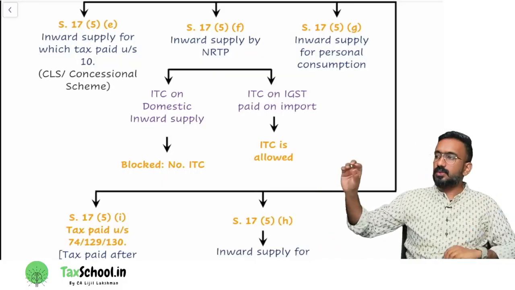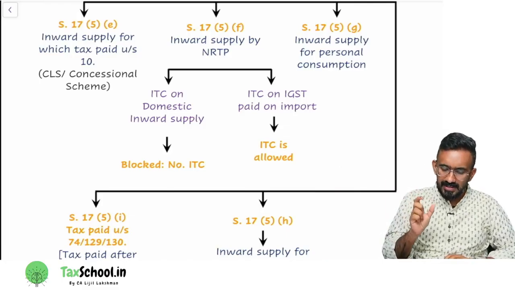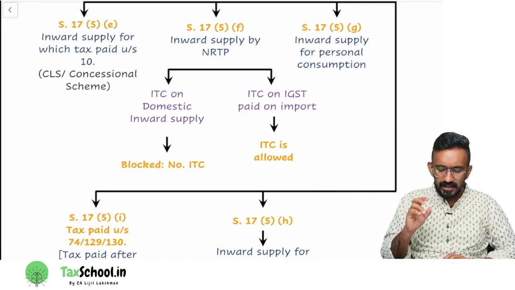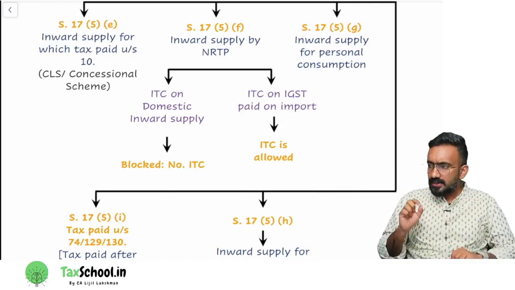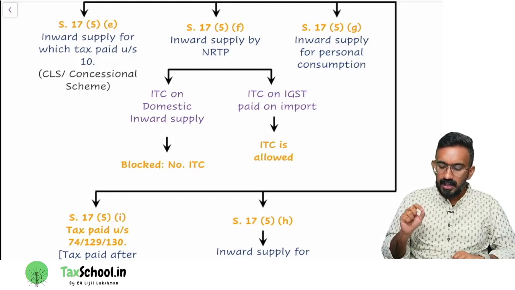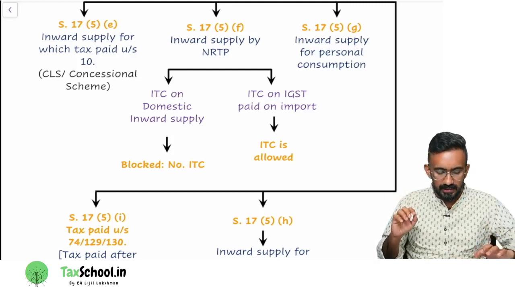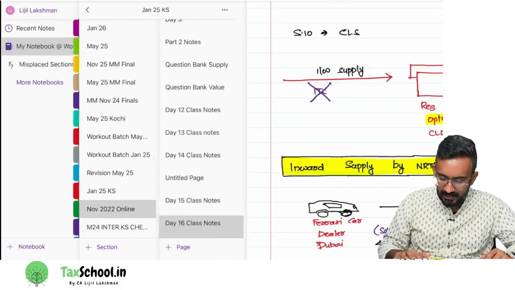Okay, so I was talking about NRTP. Look at the blocked credit relating to NRTP under 17.5F. It's slightly tricky. They said it's not fully blocked. They said ITC on domestic inward supply is blocked, but ITC on IGST paid on imports is allowed. Why have they done it like that? They have done it with a specific intention. I'll tell you the intention here.